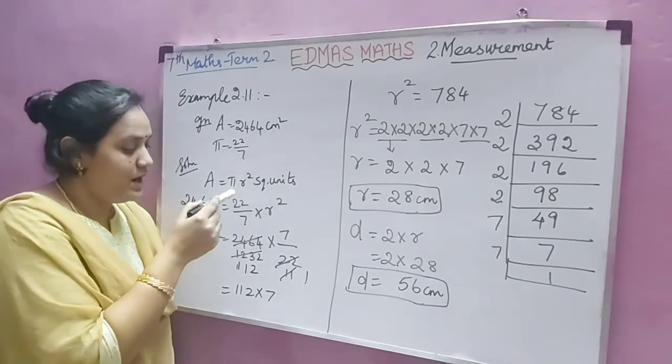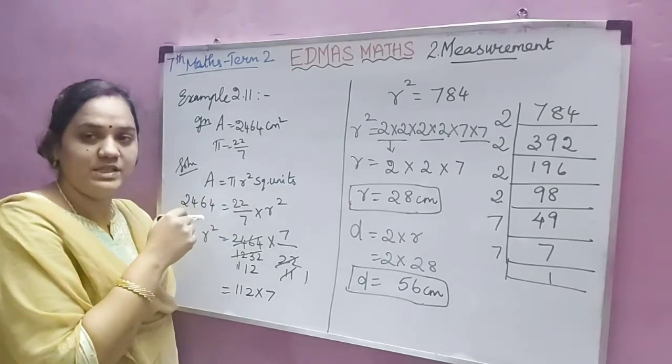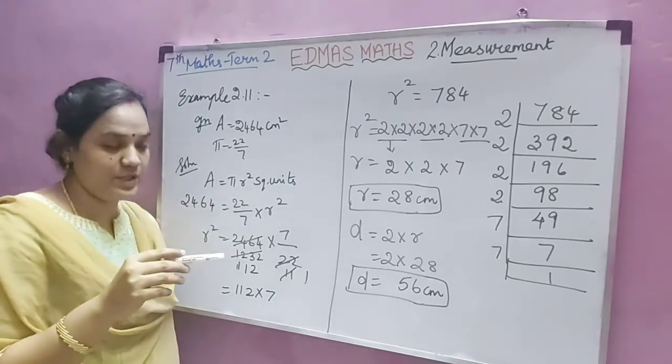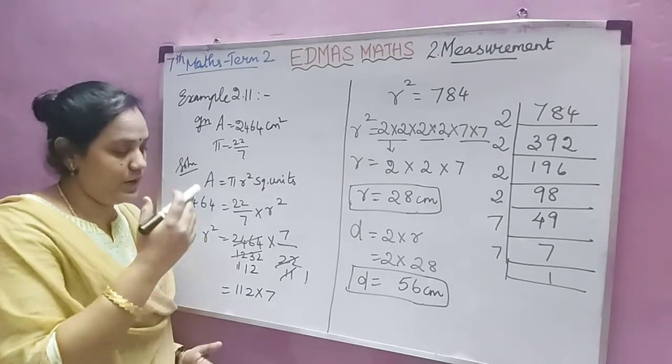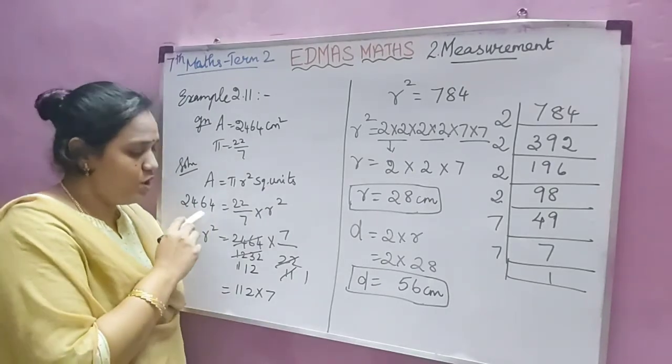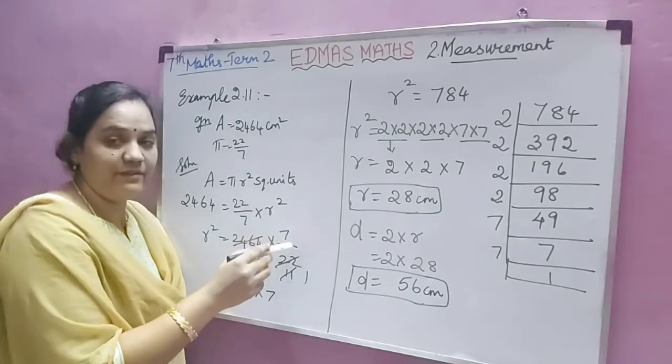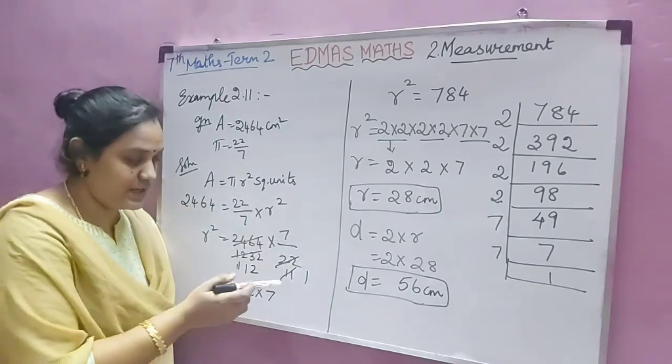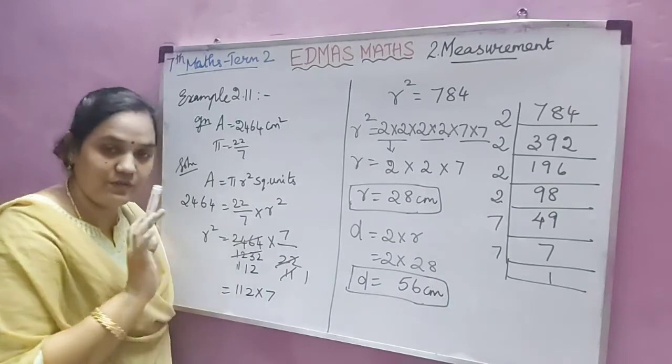Okay, whenever we are taking one fraction to the other side, it will go as a reciprocal, in inverted form. 22 by 7 means 7 by 22. So r square equals 2464 into 7 by 22. Right? Next, here we have an even number and here also we have an even number.